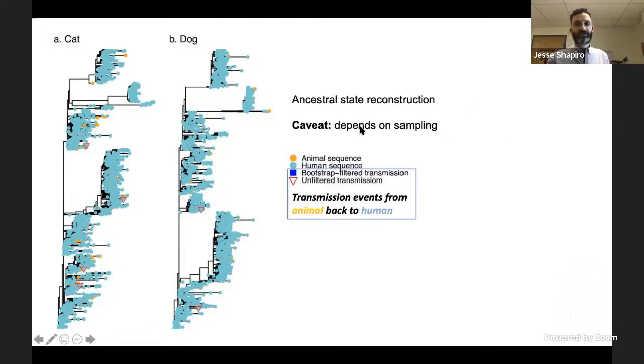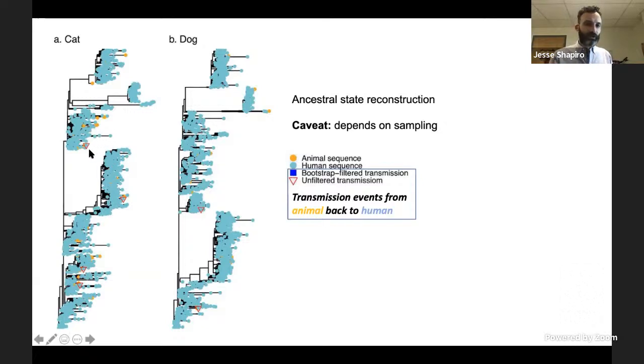Just like before, she did ancestral state reconstruction. I'm putting the caveat again, because this is very important. It depends on sampling, right? So this could change if we sampled a lot more cats and dogs, for example. Humans are pretty well sampled. So in light blue are human sequences. In the gold color are animals. And this is for cat, we're doing it separately for each animal. Okay, so for cats and dogs. And here, in this example, we're looking for transmission events from animals back to humans.